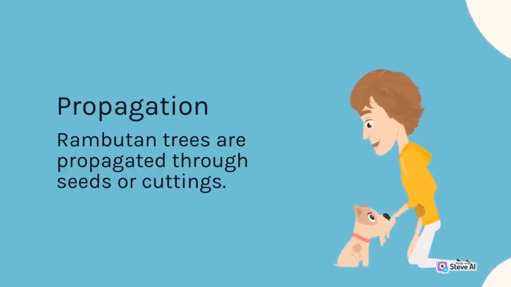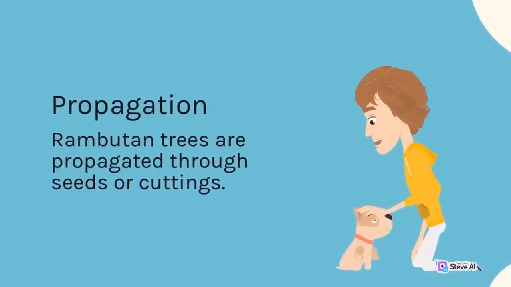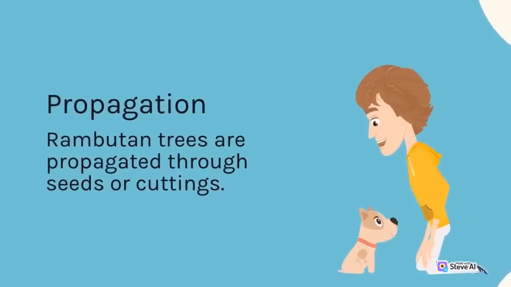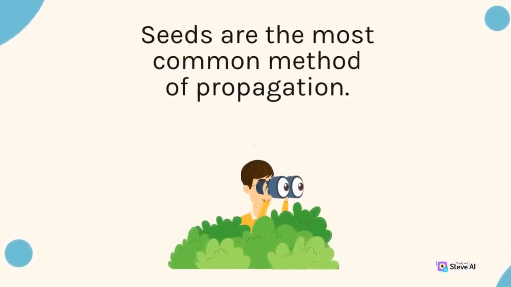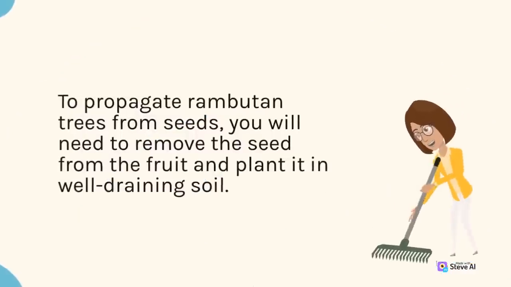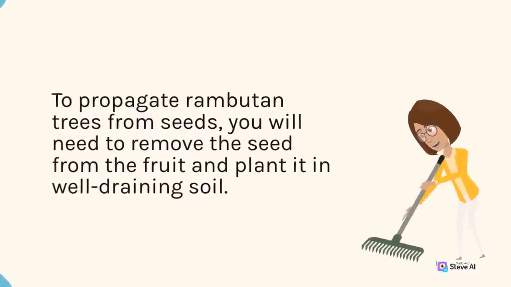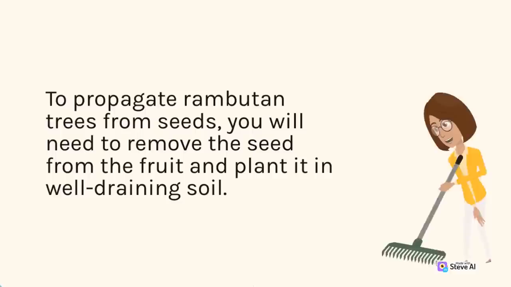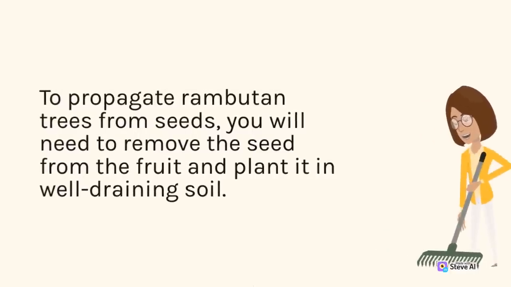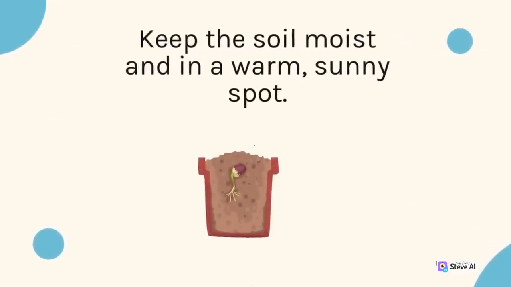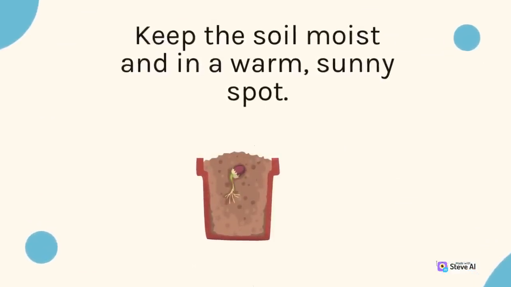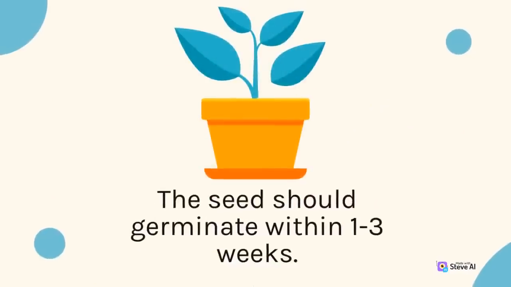Propagation. Rambutan trees are propagated through seeds or cuttings. Seeds are the most common method of propagation. To propagate rambutan trees from seeds, you will need to remove the seed from the fruit and plant it in well-draining soil. Keep the soil moist and in a warm, sunny spot. The seed should germinate within 1 to 3 weeks.